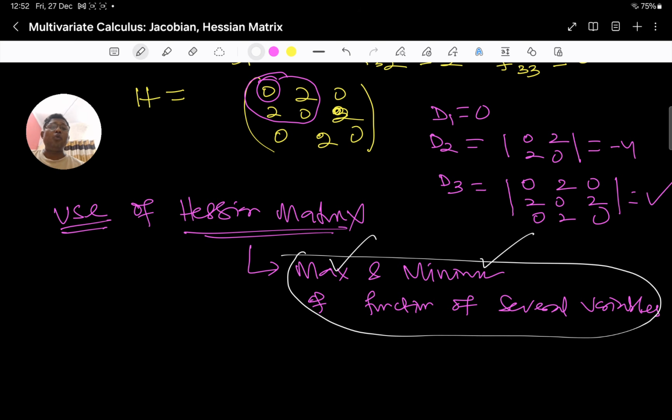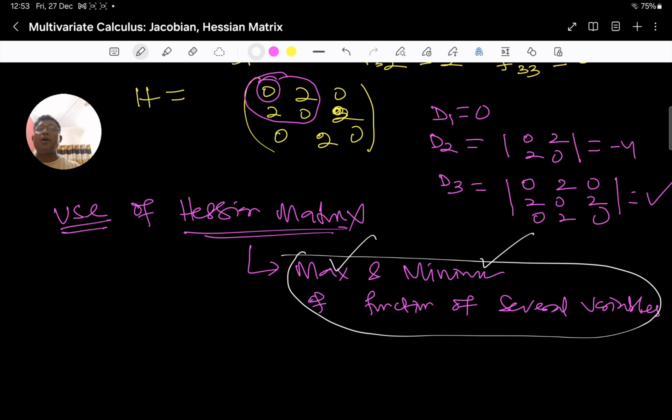And here the Jacobian will help you to change the integral from one coordinate system to another coordinate system. If the integral in one coordinate system, the xy system, is complicated, if we change it to the polar system r and theta, it may be easy.